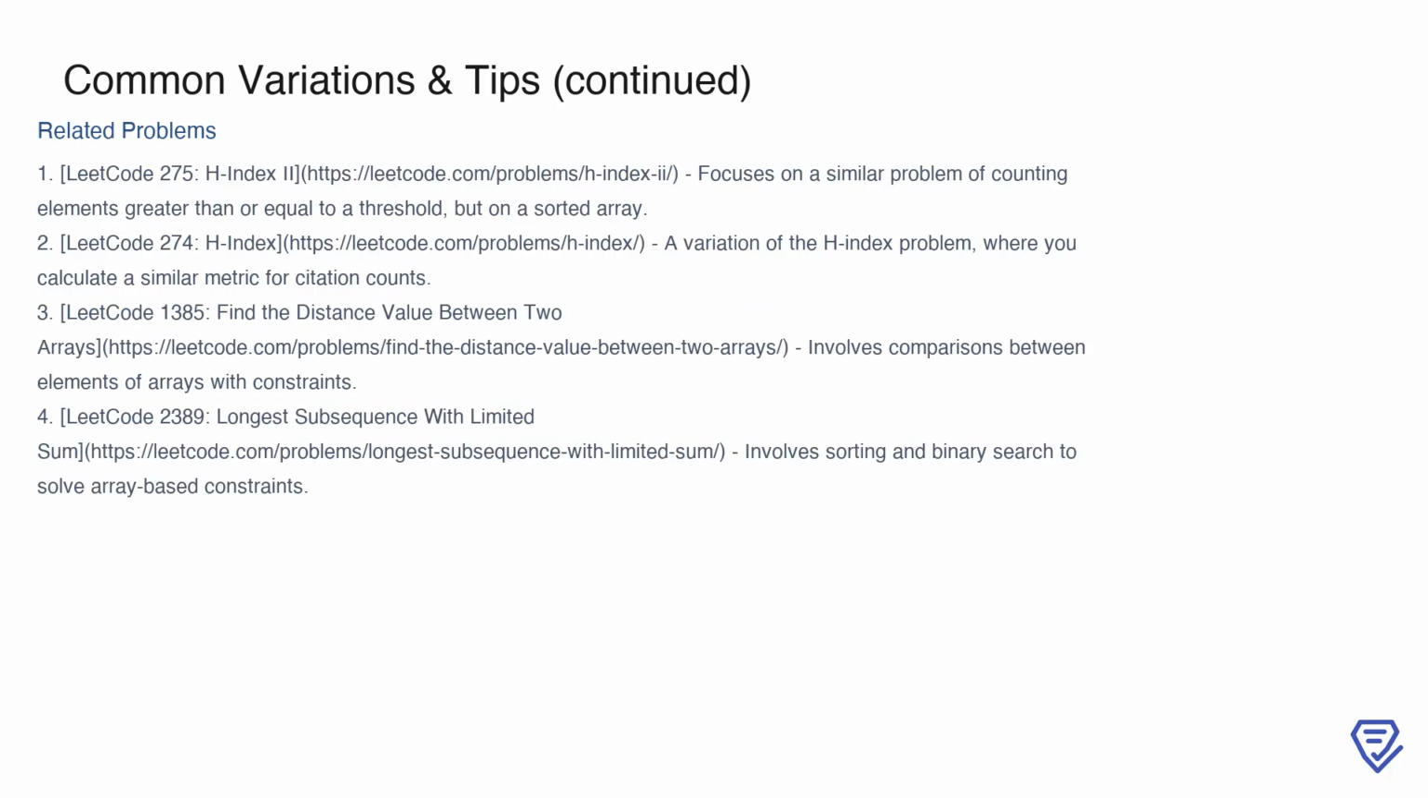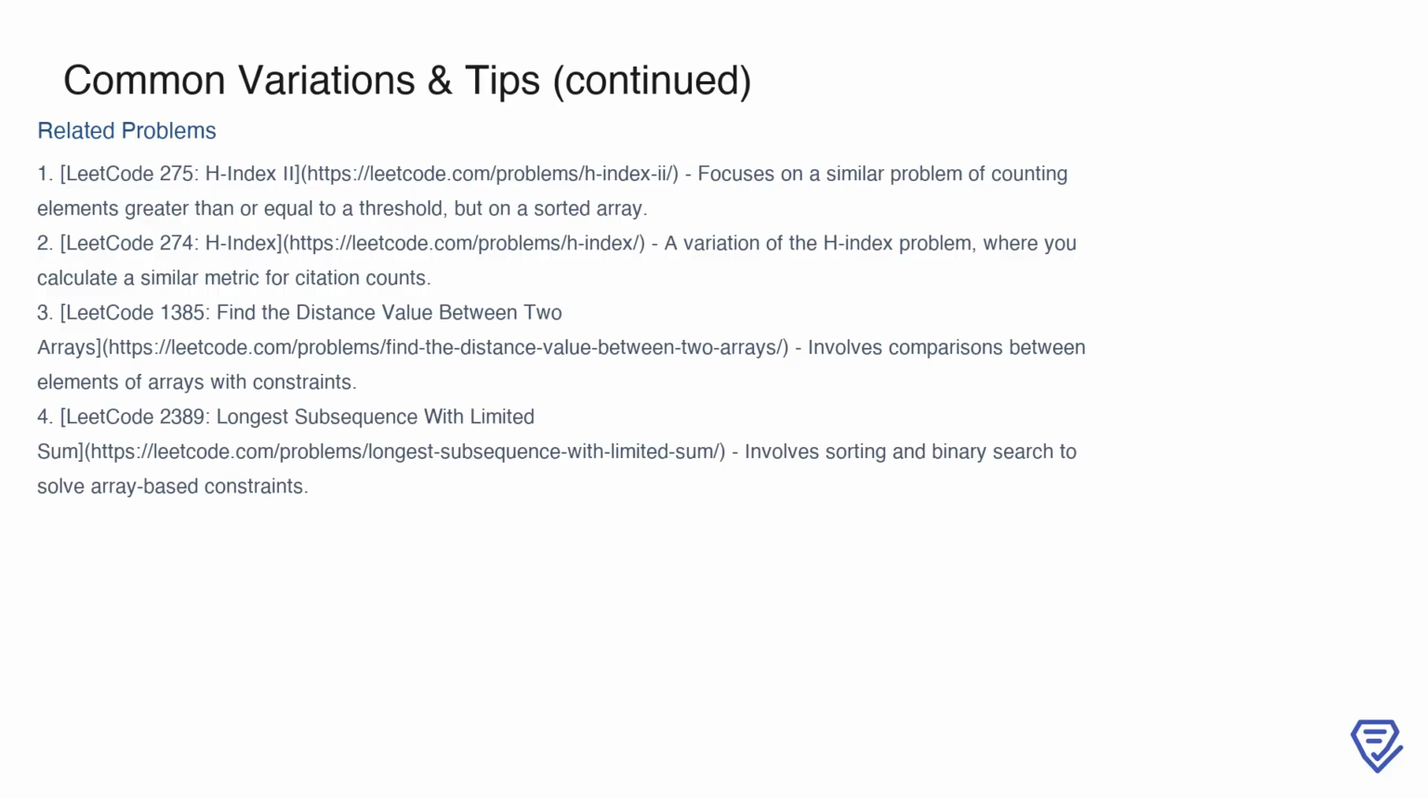This problem is closely related to other array-based challenges, which can help you deepen your understanding of similar patterns. For example, LeetCode 275, the h-index 2 problem, also involves counting elements greater than or equal to a threshold, but it specifically works with a sorted array. Similarly, LeetCode 274, the h-index problem, introduces a variation of this concept using citation counts. Another interesting problem to explore is LeetCode 1385, which involves comparing elements between two arrays while satisfying certain constraints. It's a great exercise in array manipulation and constraint-based logic.